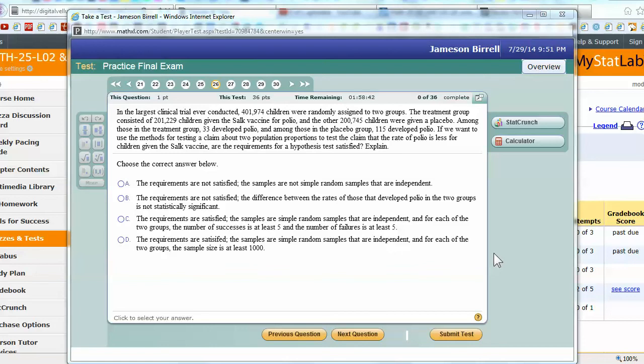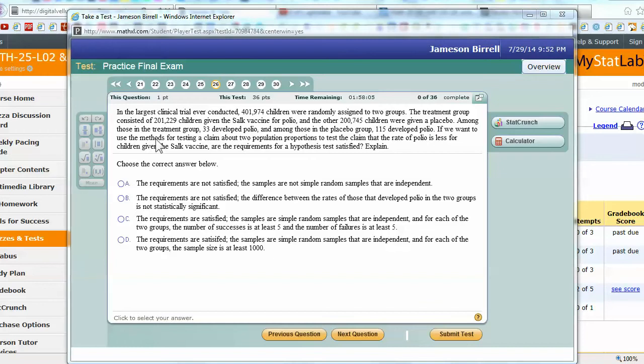In the largest clinical study trial ever conducted, 401,974 children were randomly assigned to two groups. The treatment group consisted of 2,229 children given the Salk vaccine for polio, and the other 200,745 children were given a placebo. Among those in the treatment group, 33 developed polio, and among those in the placebo group, 115 developed polio.